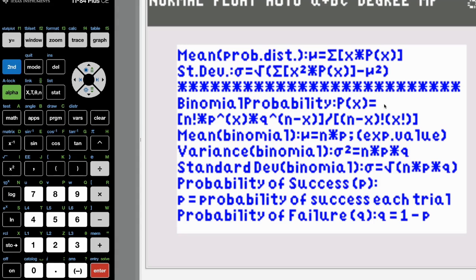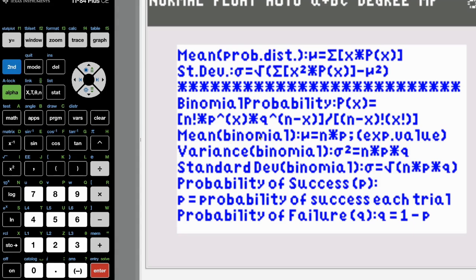Binomial probability, p of x equals n factorial times p raised to the x times q raised to the n minus x, divided by n minus x factorial. Let me explain. The q is explained here at the bottom. The p is probability of success, and the probability of failure is 1 minus that. So that's what's typically called p and q. Some books and some teachers will have it as p and not p. Some books, some teachers have it as p and q. Just so you know, you got to be able to roll with a different notation.